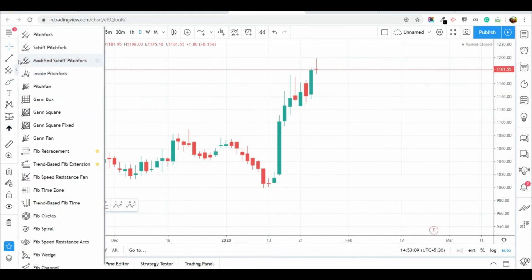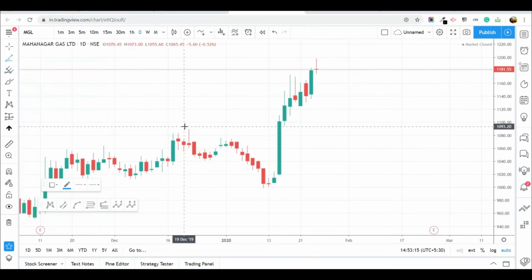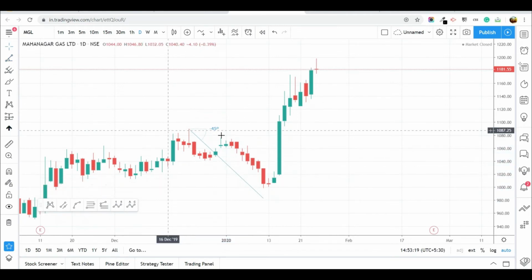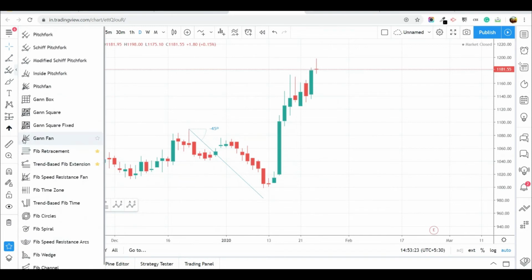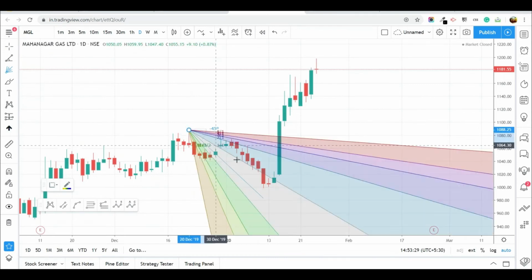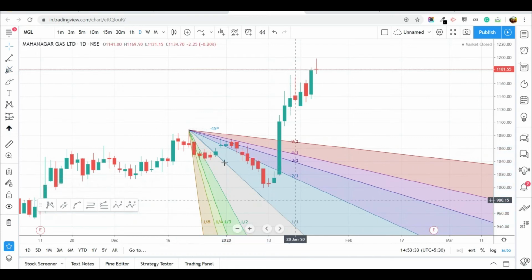First you need a 45-degree angle. Click here, go to the trend angle tool, click here, see, 45-degree is this. Okay, then click on the Gann Fan. Click here. See, you can also click here, you can also click here. This is a significant point I'm just showing you, and the 1x1 point will be here. First, you need to draw a perfect 45-degree angle.